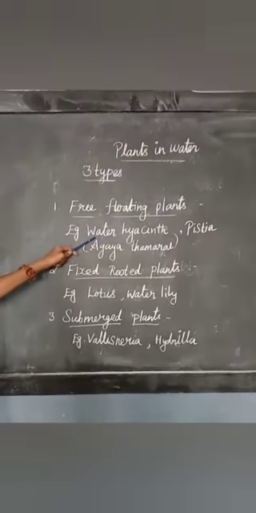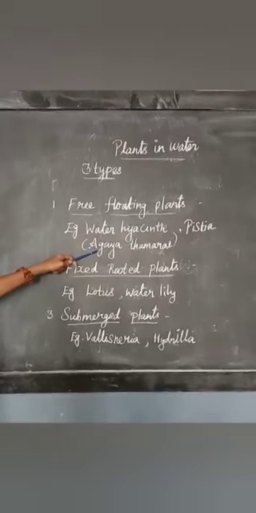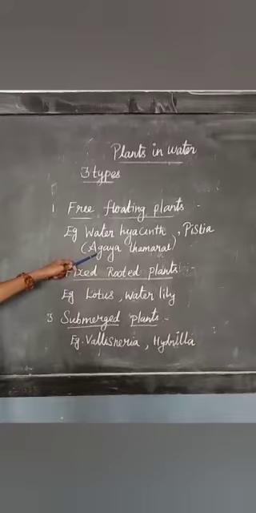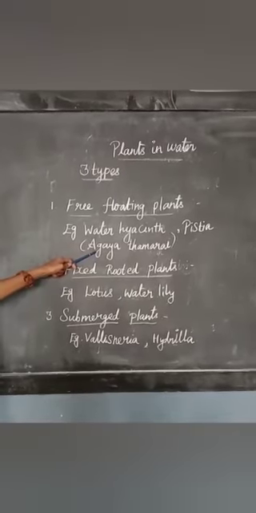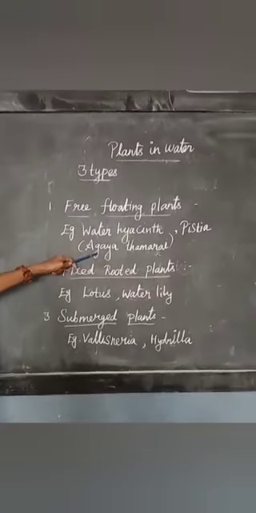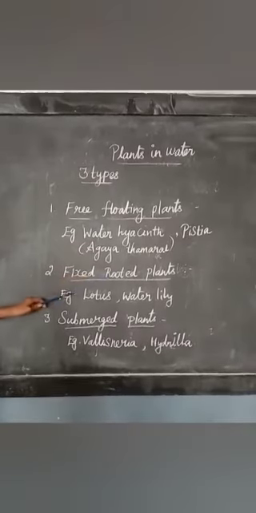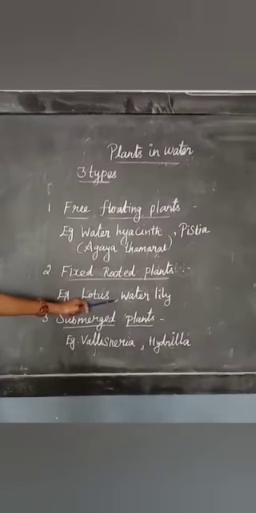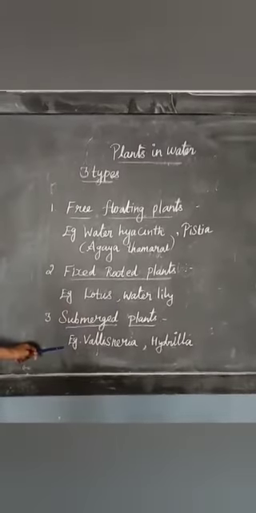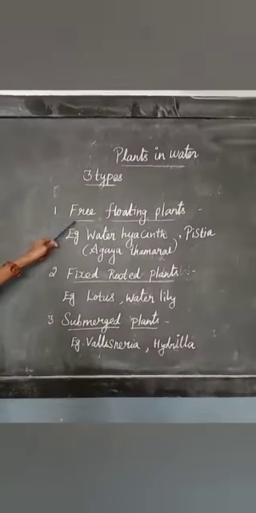Water hyacinth in Tamil we call Agaya Tamarai. You can see the Agaya Tamarai in the Vaigai river. A large number of Agaya Tamarai are present and float on the surface of the water in the Vaigai river. Next is fixed rooted plants. Example, lotus and water lily. And next, submerged plants. Example, Wallisneria and Hydrilla.